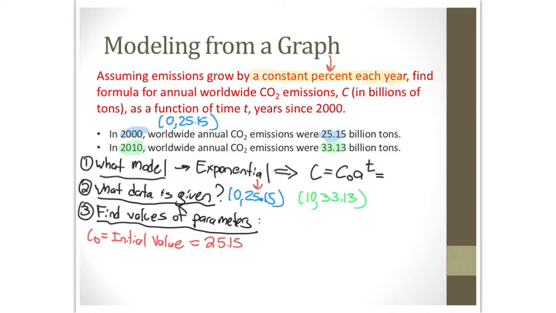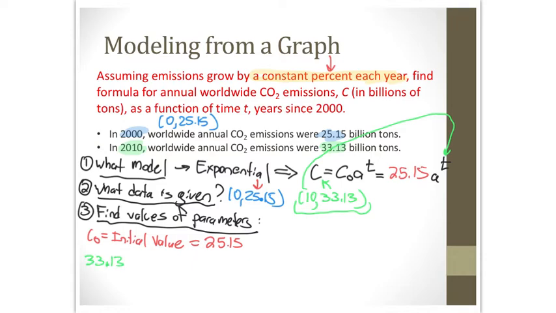So far, we've got one out of the two parameters, namely that C0 is 25.15, and what's left to find is the growth factor A. And in order to find A, let's plug the rest of the given information into our model. Namely, we haven't used the fact that in 2010, we had 33.13 billion tons. So let me plug this into the model. So in for C goes 33.13, and in place of T, we're now going to plug in that input of 10.